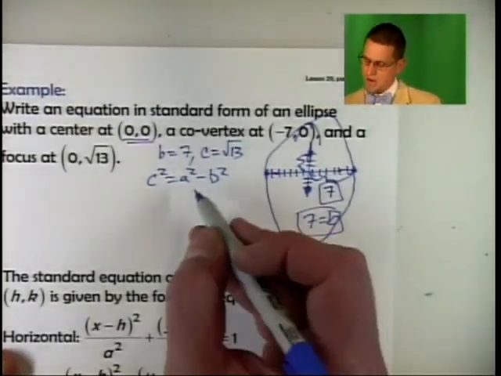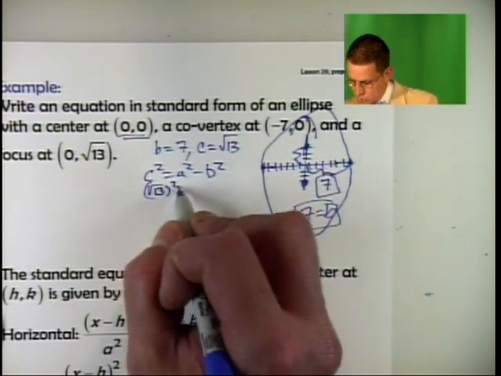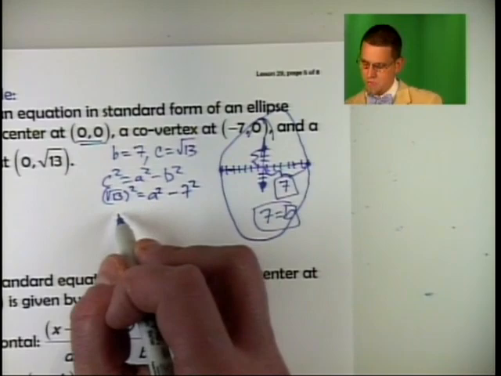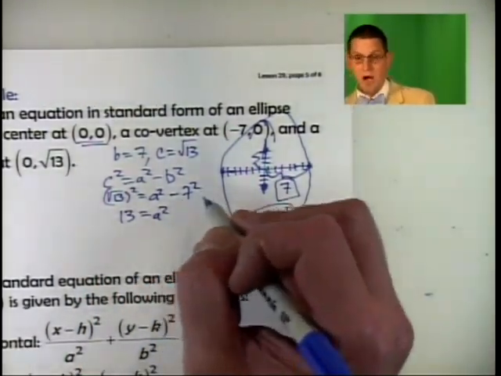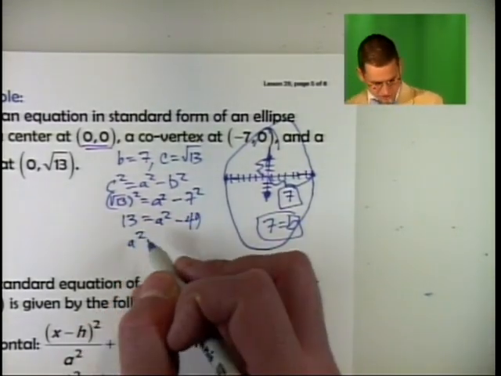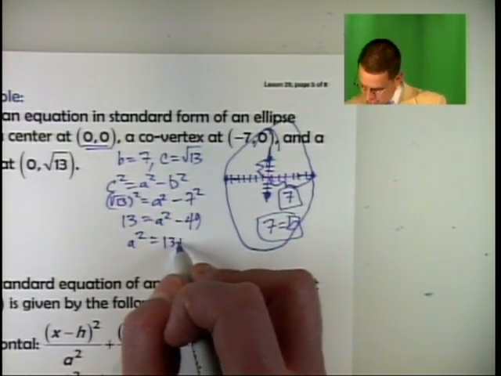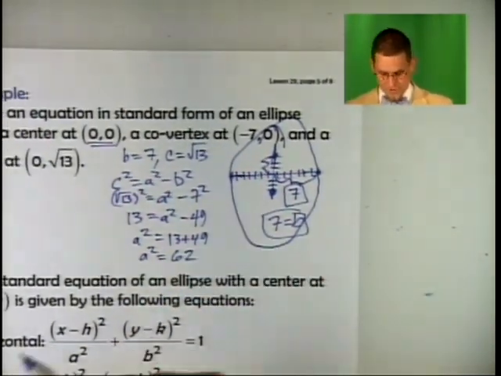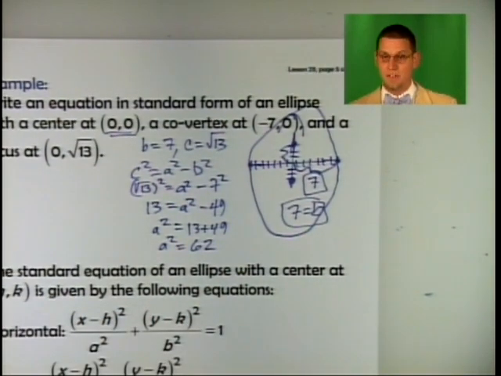There it is. And if we carefully plug in now to the equation, I get the square root of 13 squared equals A squared, what I'm looking for, minus 7 squared. So I get 13 equals A squared, and that's minus the quantity 7 squared, which is minus 49. And if I add that to both sides, I get A squared equals 13 plus 49, which means A squared is equal to 62.